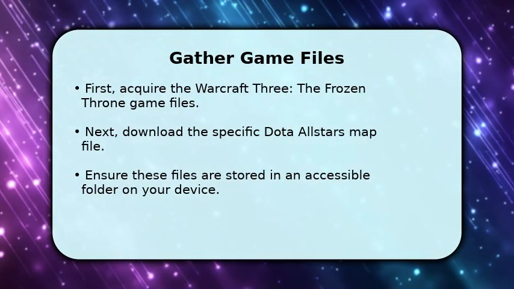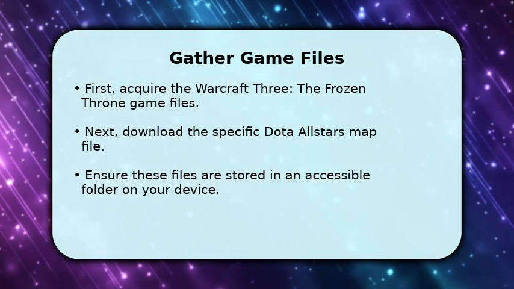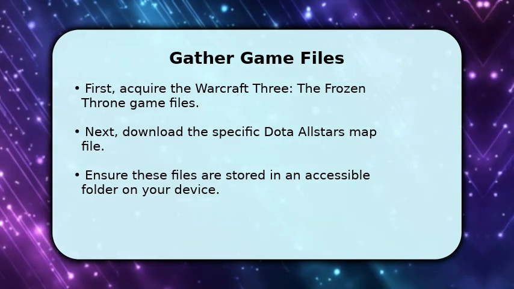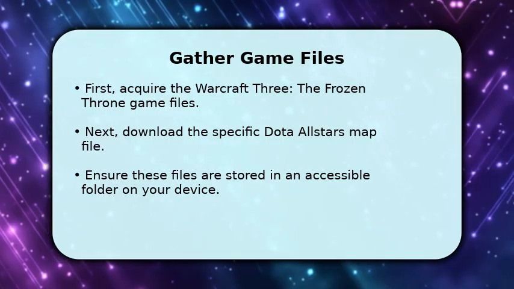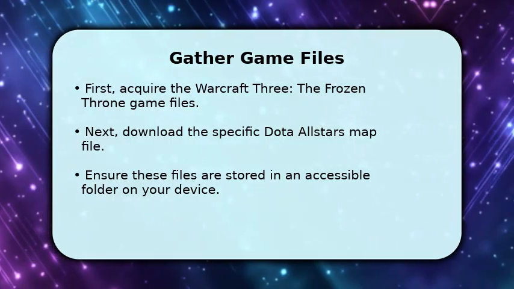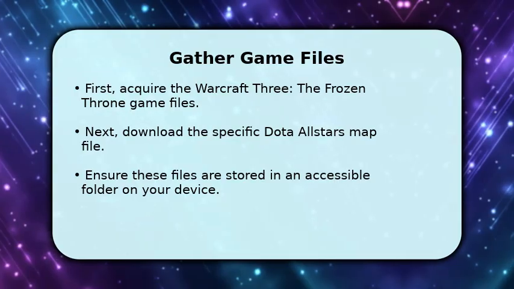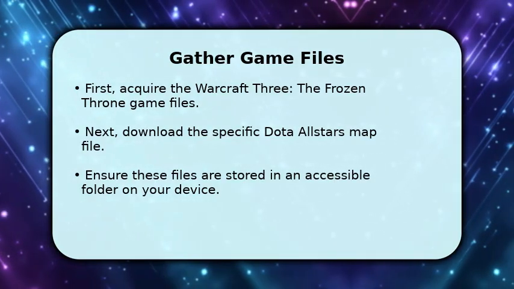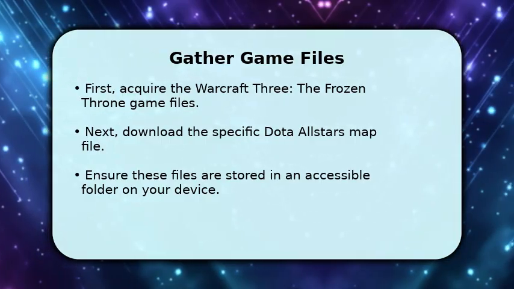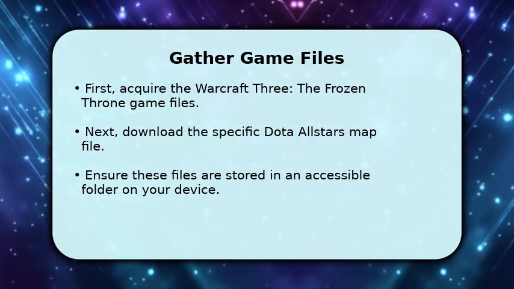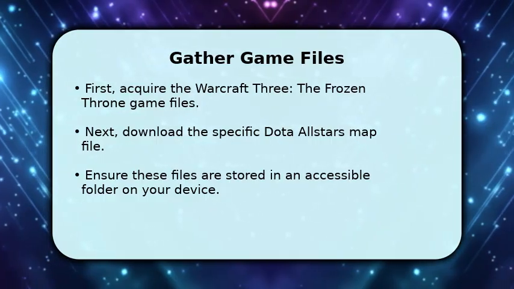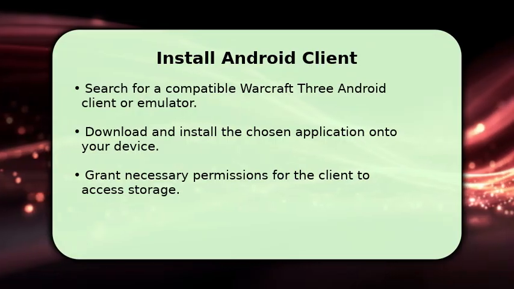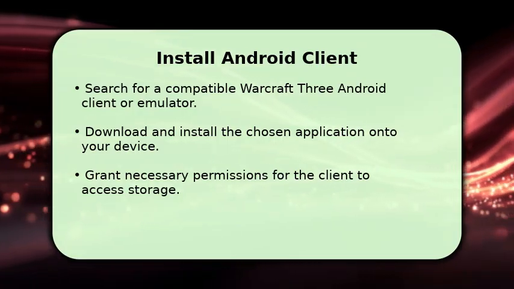To begin, you will need to gather the core game files. This includes the full installation of Warcraft 3, the Frozen Throne, as Dota 1 is a custom map built upon it. Additionally, you will need the specific Dota All-Stars map file itself. Make sure to place these files in an easily accessible folder on your Android device, perhaps in a dedicated Games directory. The next crucial step is installing an Android client or emulator capable of running Warcraft 3.